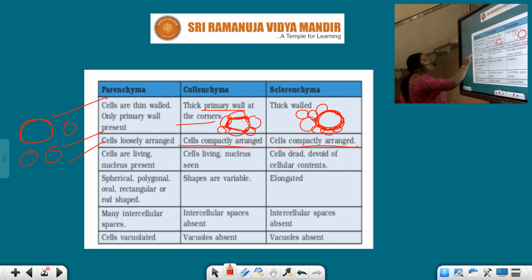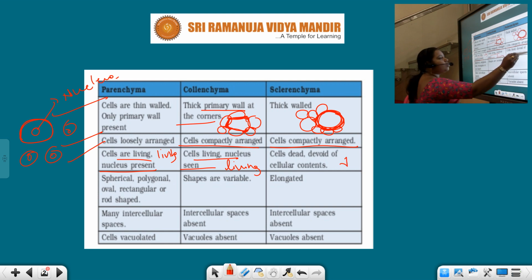Next, in parenchyma, cells are living and the nucleus is present. At the center of the cell, they will have the nucleus. Hence, we call those cells living cells. In the collenchyma also, the nucleus is present. These are living cells. In the sclerenchyma, the nucleus is absent, so we call these sclerenchyma cells dead cells.